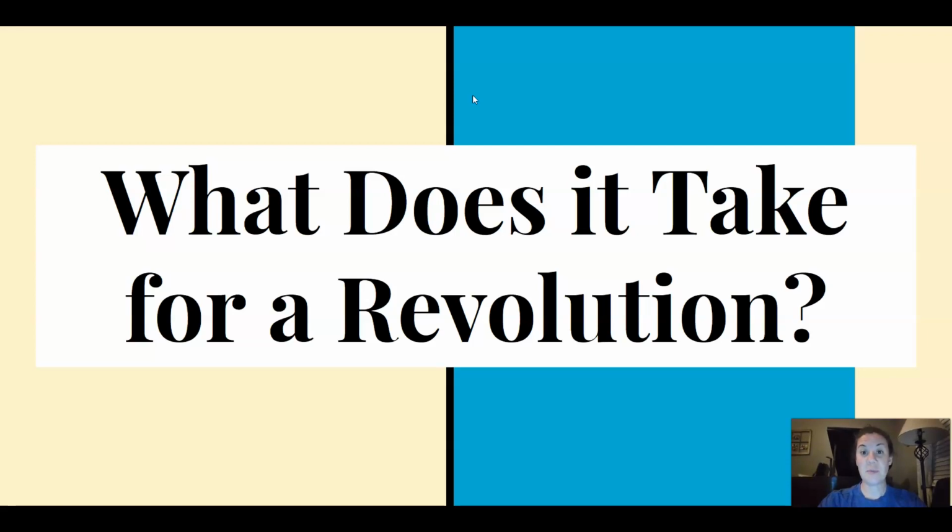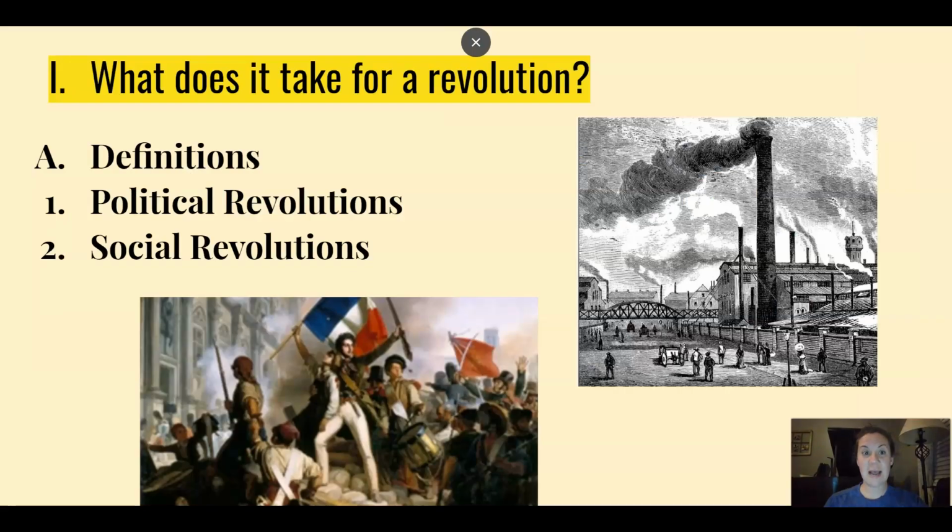So hopefully, with bookending the unit with this lecture on the front end, we will be able to better, by the end of the unit, ask the question, was the American Revolution truly revolutionary, and answer it using some of these theories. So as we begin this discussion, we'll look at a couple of the major definitions, or just general definitions of revolution, and then think about what it takes for a revolution.